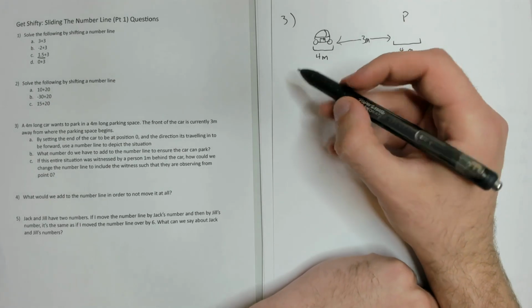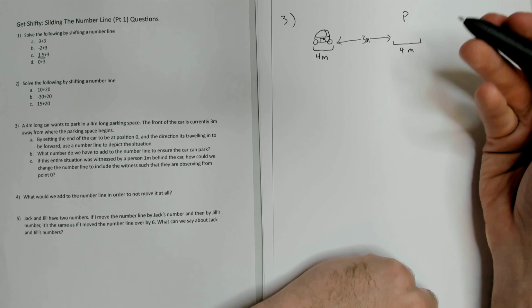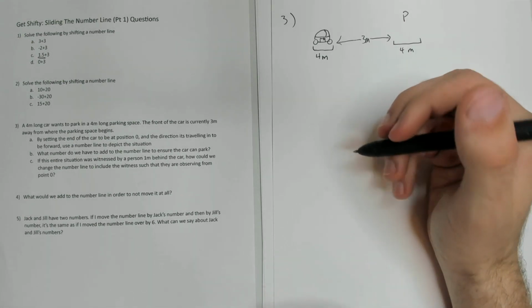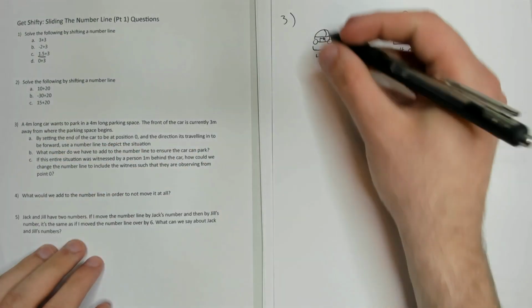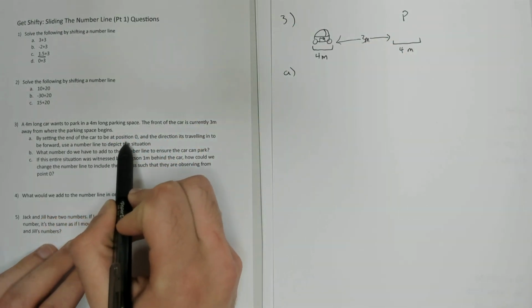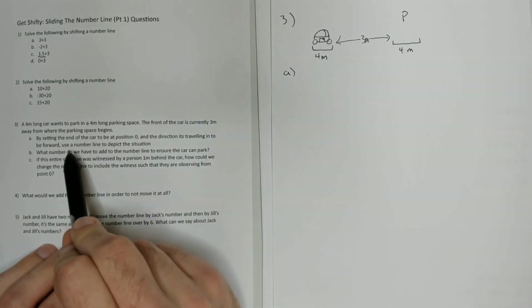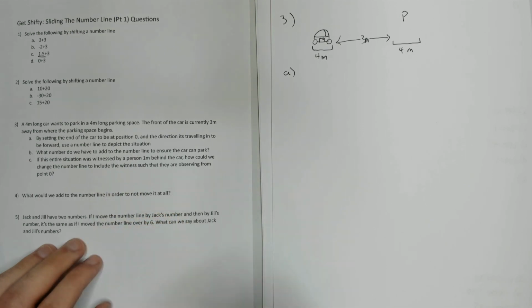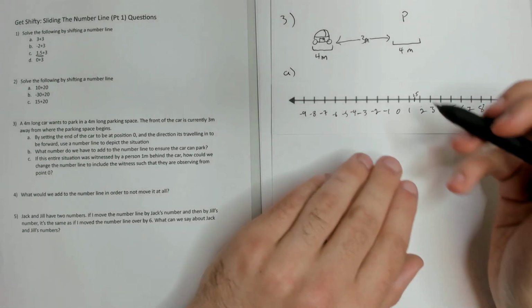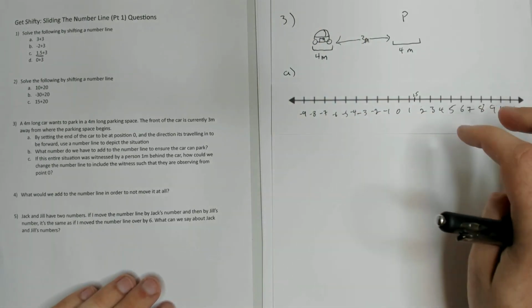And one thing that's really important with word problems is to always try and draw out a diagram when you can. It'll help you visualize the problem a lot easier. All right, so we have all the preliminary information. Now let's go to part A. By setting the end of the car to be at position 0 and the direction it's traveling in to be forward, use a number line to depict the situation. So what it's asking for us to do is to take a number line, and it wants us to visualize the situation on the number line.